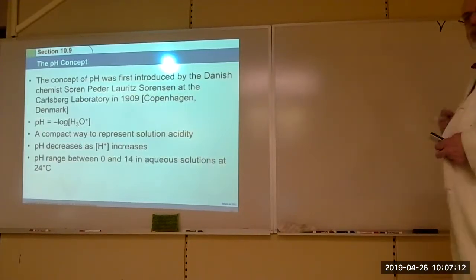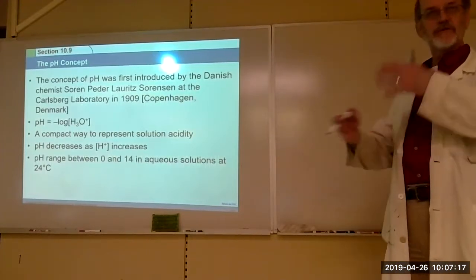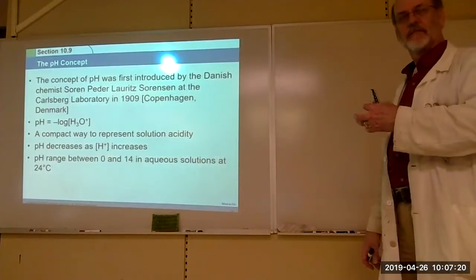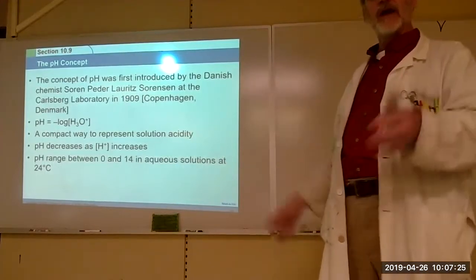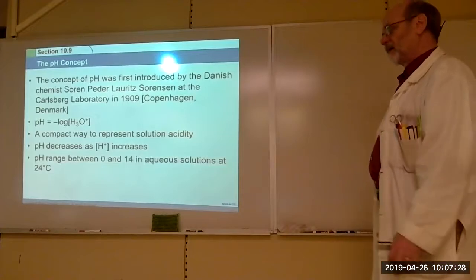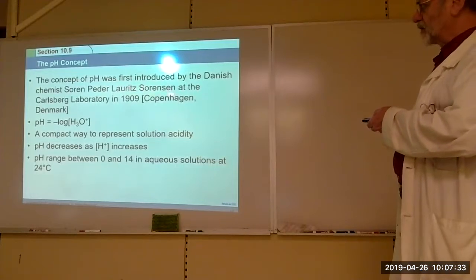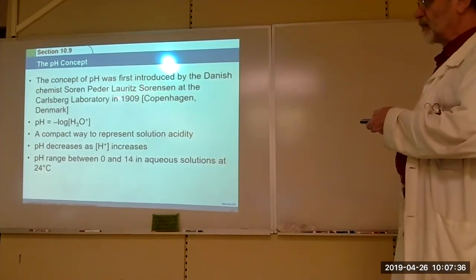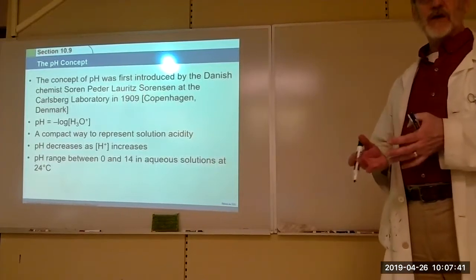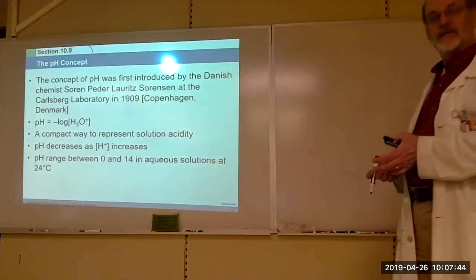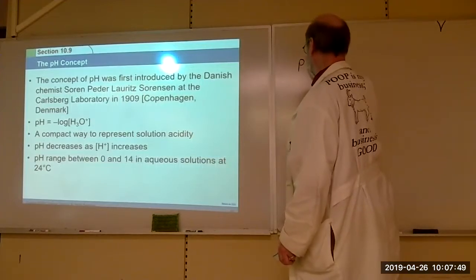So, up to this point, we've been dealing with molarity. What's the molar concentration of these ions? Hydronium ions, hydroxyl ions, any of their spectator ions that form the salts. But the Danish chemist Sorensen in 1909 proposed a simpler way to express hydrogen ion concentration. He called it pH. Right? Everybody's heard of pH, right? It's simply a mathematical expression.